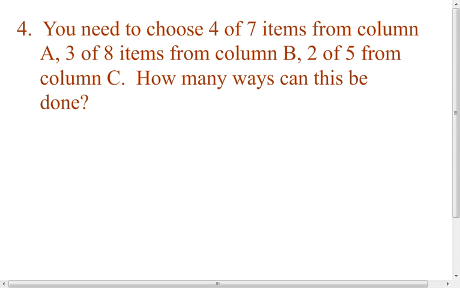Okay? The next one, 4 of 7 items from column A, 3 of 8 from column B, 2 of 5 from column C. And again, I didn't say it has to be in a specific order or it has to have a specific job or it's going to get a specific prize or anything. So these are just C's. And again, you'll go like this. 7C4, 8 items, choose 3, 5 items, choose 2. Order does not matter.